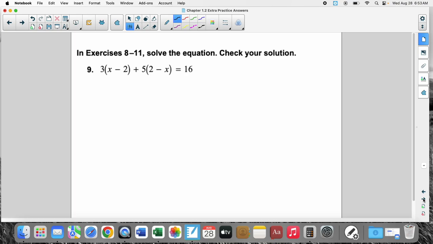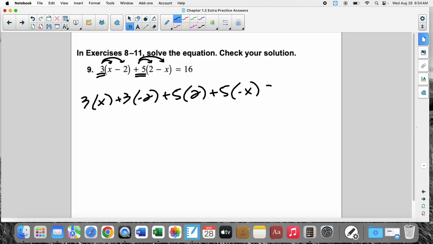Same thing, we can't combine inside the parentheses. We can't simplify in that manner. We will distribute the 3 into that parenthesis, and we will distribute the 5 into this parenthesis. So we get 3 times x plus 3 times -2 plus 5 times 2 plus 5 times -x equals 16. That gives me 3x minus 6 plus 10 minus 5x equals 16.